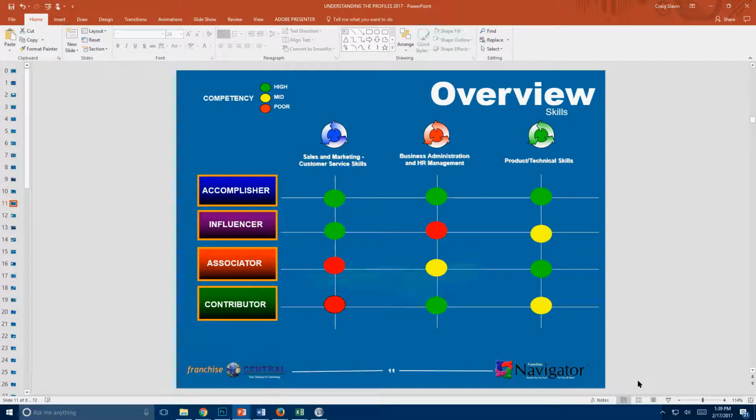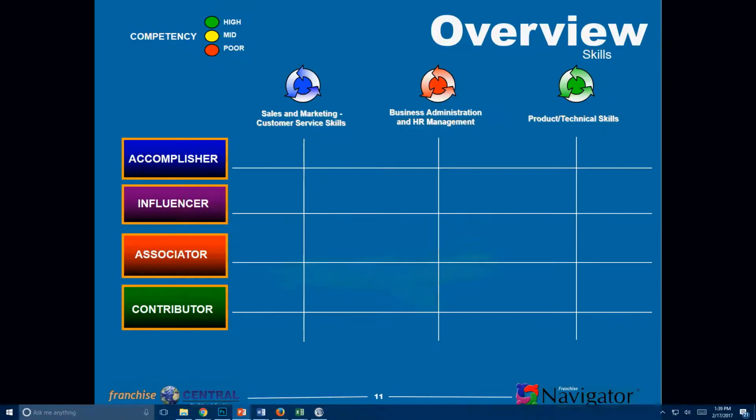Okay. This particular slide is key. So it's here that if it's a sales and marketing oriented franchise, you can see the accomplisher influencer does really well. If it's business administration, the influencer's not so great, so it becomes the accomplisher, associator, contributor. If it's product or technical, it's, again, different.